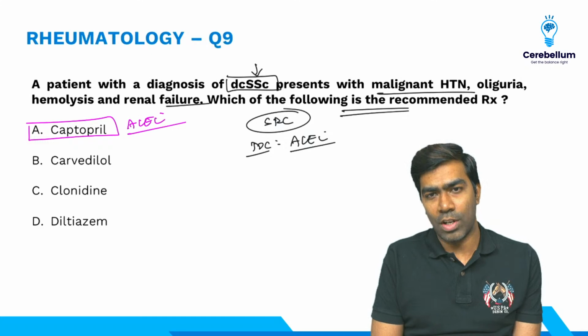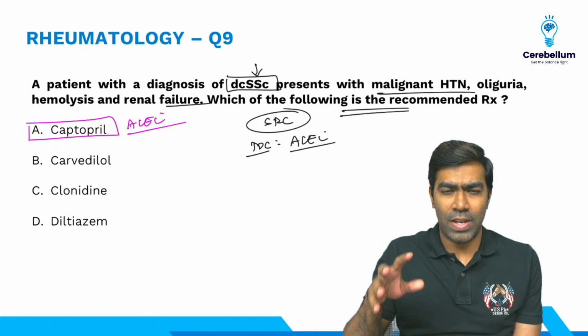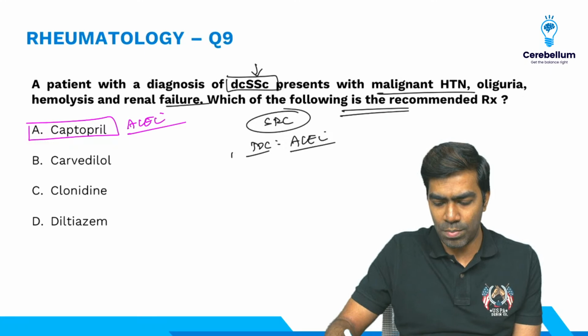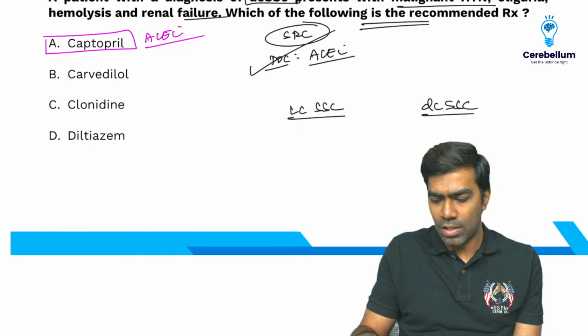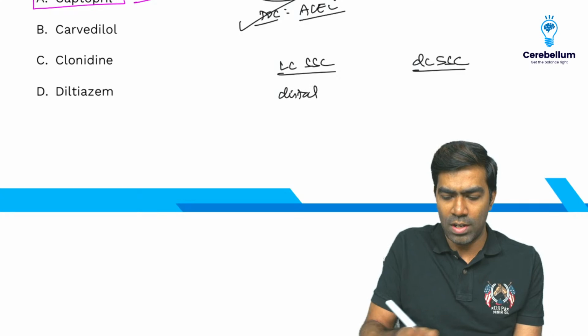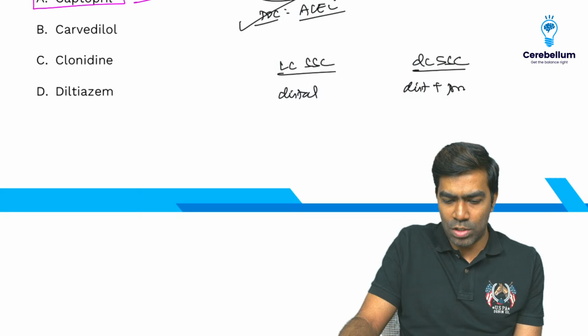That's extremely important. This is one of the rare situations where you can use ACE inhibitors even in the setting of severe acute kidney injury. So it's very, very important. Okay, that's the treatment of choice. Everyone would know the differences between limited cutaneous systemic sclerosis and diffuse cutaneous systemic sclerosis. Limited cutaneous will have limited skin involvement, which means only distal areas will be involved. But diffuse cutaneous systemic sclerosis will involve both distal and proximal areas.